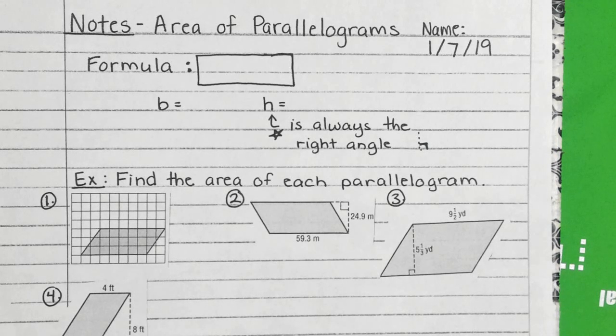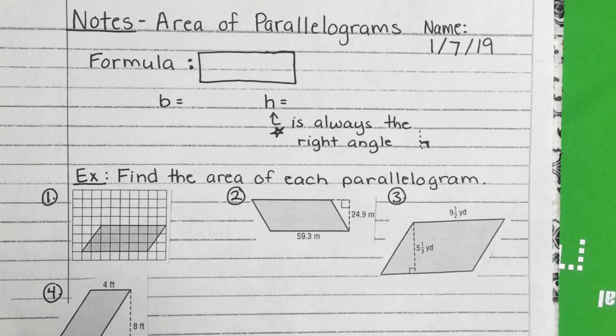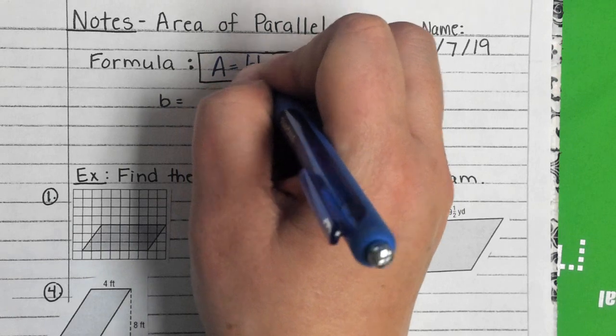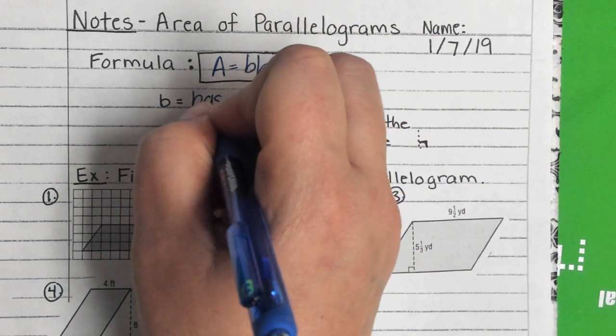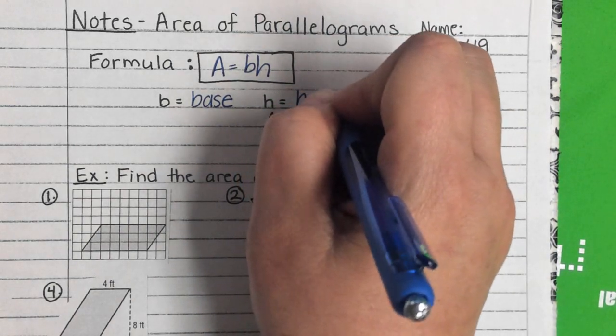Okay, so area of a parallelogram. Remember we said we're not going to talk about rectangles because you probably covered that in 4th, 5th grade, if not sooner. But with area of a parallelogram, look on the front board. What is our formula for a parallelogram? Okay, A equals BH, which means B times H. B stands for base, and H stands for height.